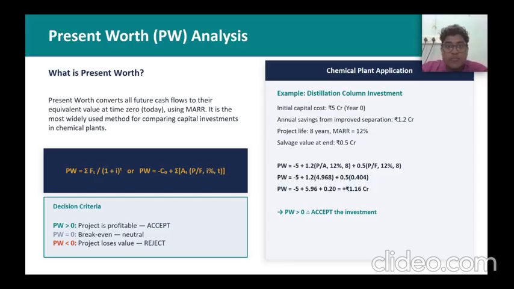We accept it. Negative means we reject it. In our example, a distillation column costs 5 crore upfront, saves 1.2 crores annually for 8 years, and has a 0.5 crore salvage value. Plugging in at 12% MARR gives us a present worth of 1.16 crore. So it is positive, and we accept the investment.